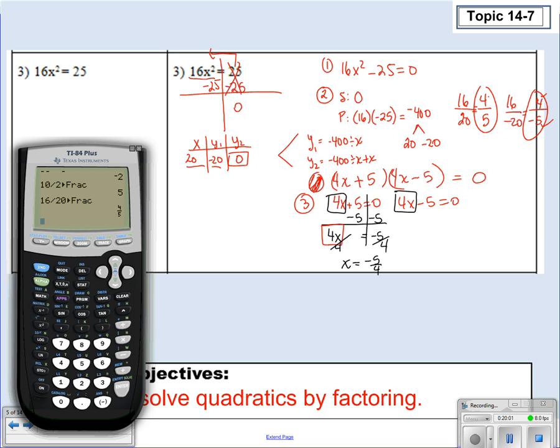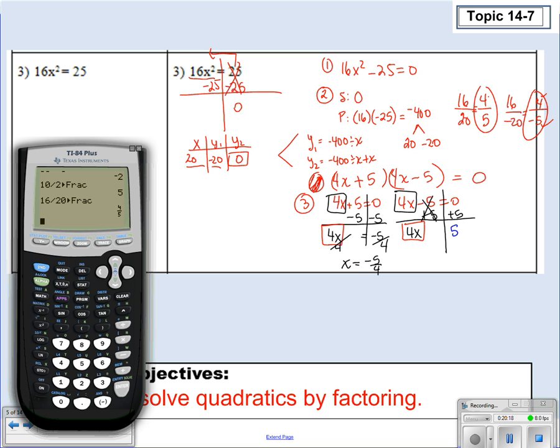Look at our second factor. Draw a line and box the variable. We're going to add 5 now to both sides to get rid of the minus 5. Negative 5 plus 5 is 0. We still have a 4x in the box. And 0 plus 5 is a positive 5.